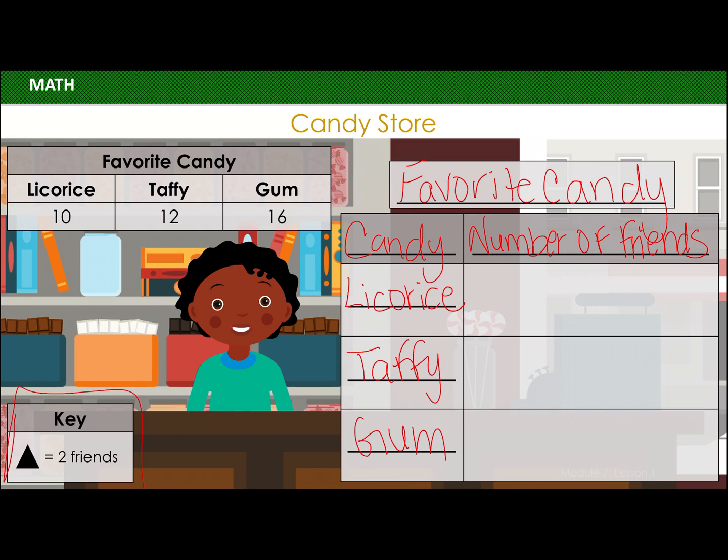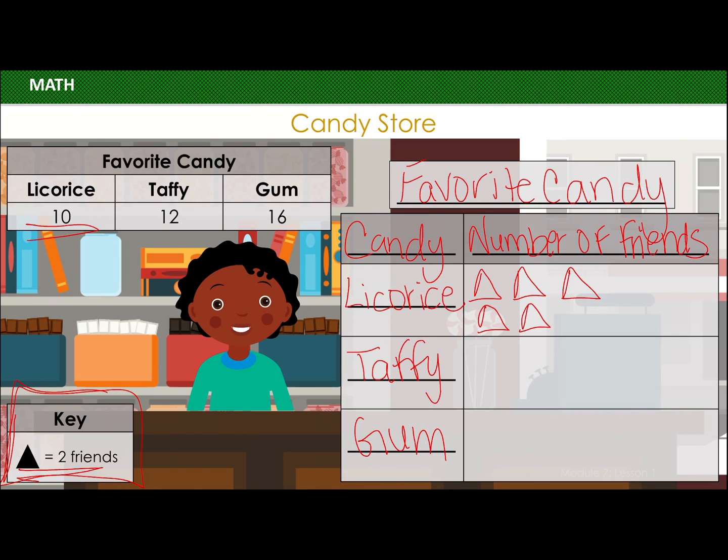And always, always check your key. I know that 1 triangle equals 2 friends, so I have to be extra careful when I'm counting because I'm going to count by 2s. So I'm going to start with licorice. I have 10 friends that said licorice was their favorite candy. So I'm going to count by 2s when I'm drawing my triangles. 1, 2, 3, 4, 5, 6, 7, 8, 9, 10.